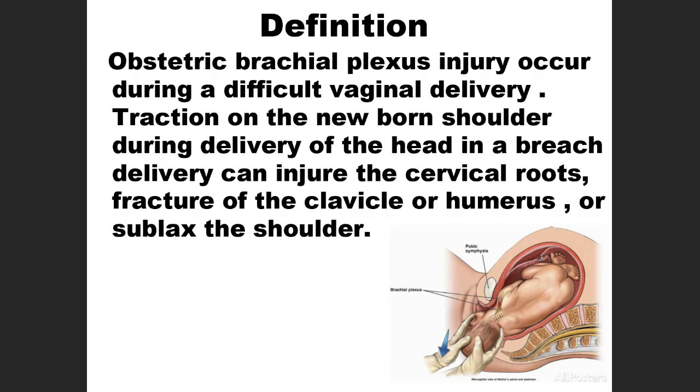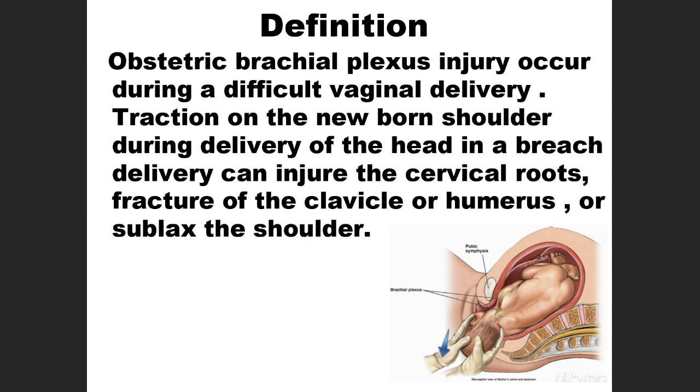So I'm going to explain in detail about the brachial plexus. Since we are dealing with the pediatric variety of brachial plexus injury, it is called obstetric brachial plexus injury. This usually occurs during a difficult vaginal delivery. The traction on the newborn shoulder during the delivery of the head in a breech delivery can injure the cervical roots, fracture the clavicle or the humerus, or sublux the shoulder and injure the brachial plexus.